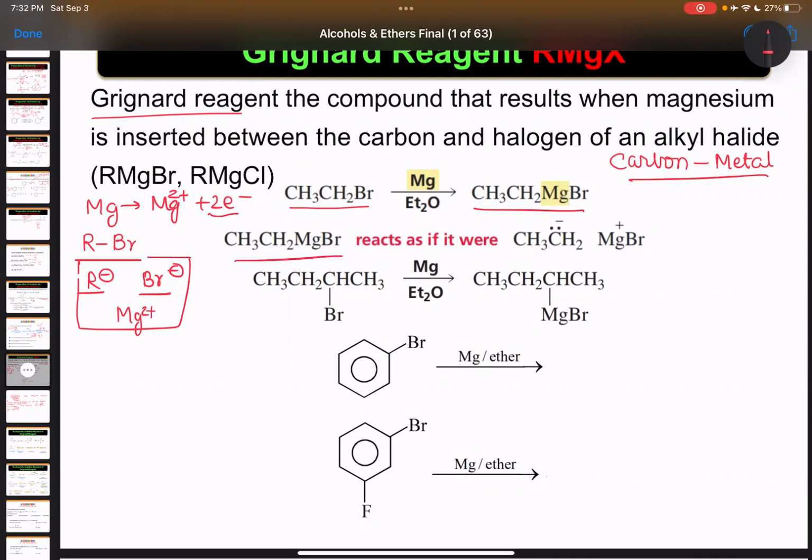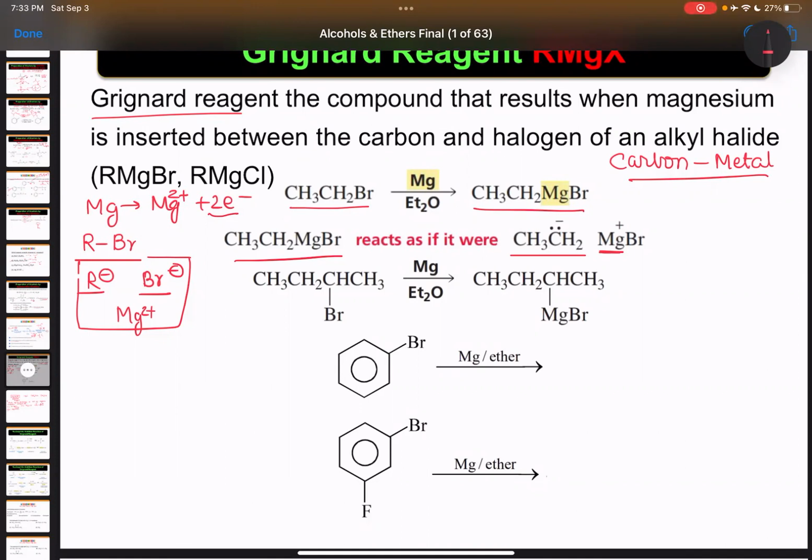Remember one thing, and you will be able to do each and every question. The magnesium will have a plus charge, so the carbon will have a minus charge. If you can remember this, you will be able to solve all your problems related to Grignard reagent, whether easy or difficult, very quickly. And what's the trick? Always think that carbon is minus. Carbon directly connected to a metal will have a minus charge and the metal will have plus, because metals are electropositive.